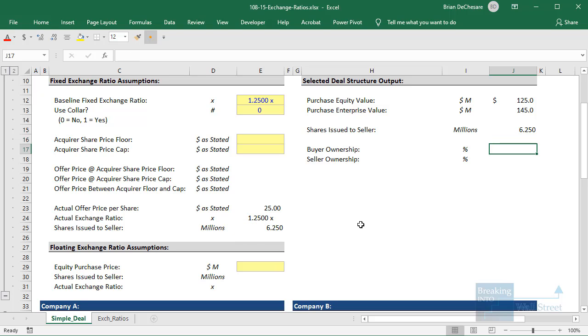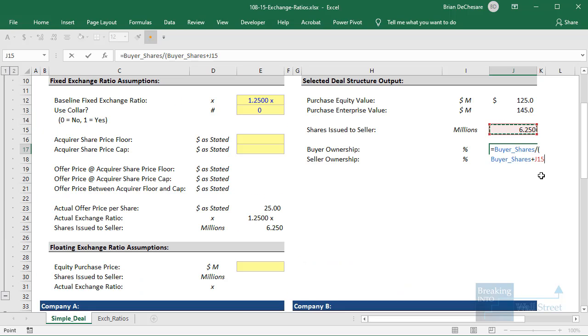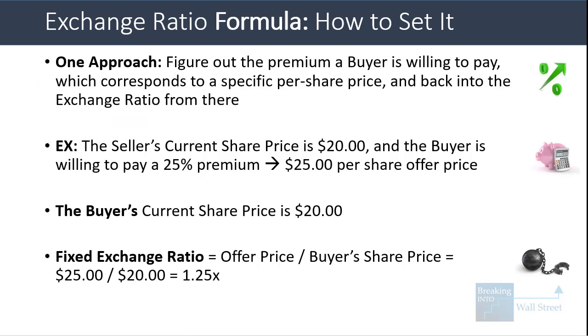And then we can also calculate the ownership based on this assumption. So for the buyer ownership, we are going to take the buyer's shares outstanding and then divide by the buyer's shares outstanding plus the new shares issued in this deal. That gets us to about 76% for the buyer, and the seller is just 1 minus that. So that's how we can do some math around this.